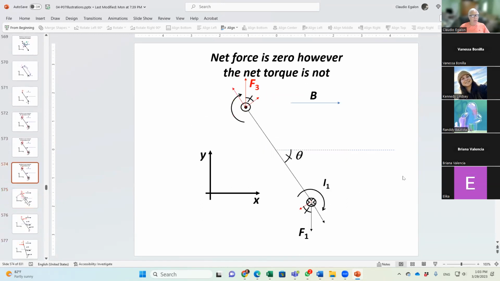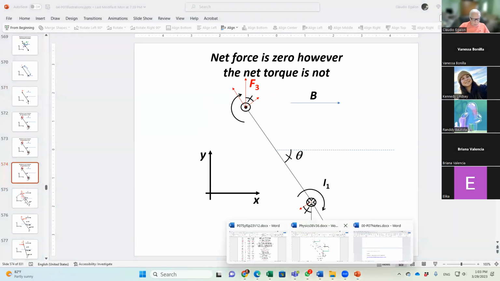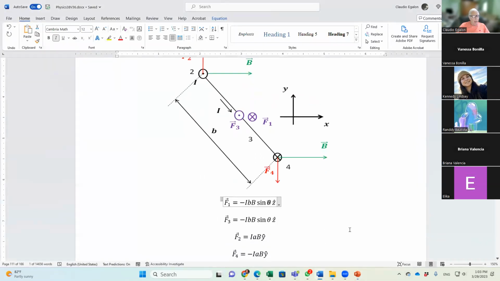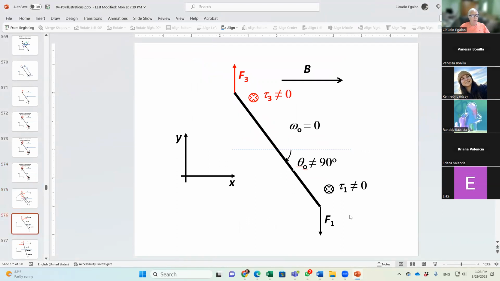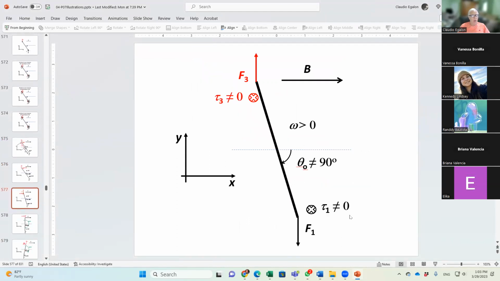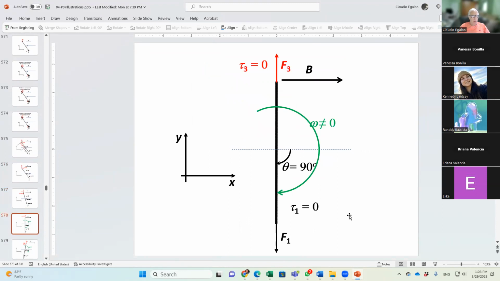And that force is given by that equation that you saw right here: I, l, B, where B is the magnetic field, sine of theta. And here you go, we have a torque. Here's my simulation. This force here is going to be 0.